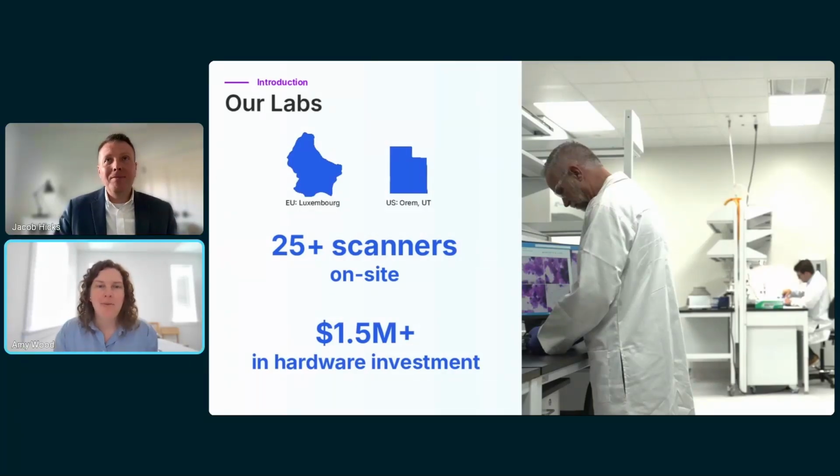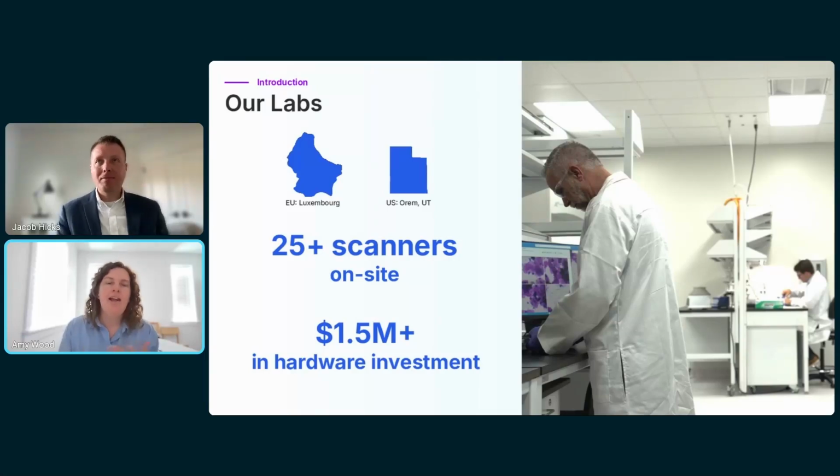First, I want to talk about our lab spaces. As Jacob said, we have 2 locations. I work in the Utah office, and we also have an office in Luxembourg. Between these 2 places, we have over 25 scanners on site. This represents over $1.5 million in hardware investment. And I think this is really important because for us to really understand the scanners and the different strengths of each and how we can implement these in a clinical setting, we have to be able to interact with them and have time with them, and we've invested to be able to do that.